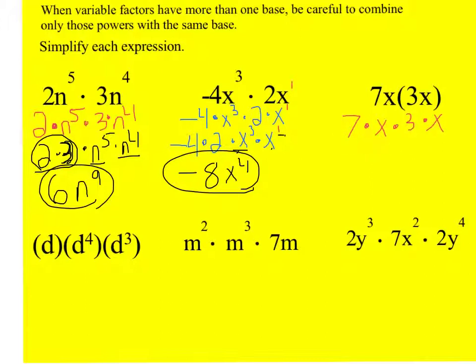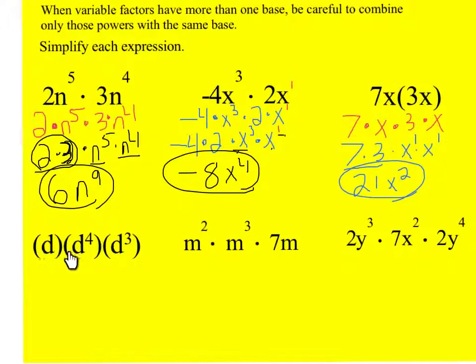So let's put these numbers together. 7 multiplied to 3 is 21, and I have 1x multiplied to another x, so that's a total of 2 x's. 21x squared is my answer.